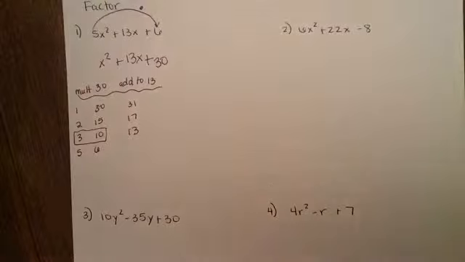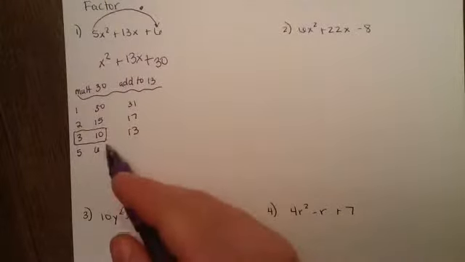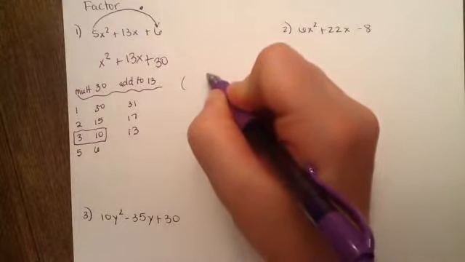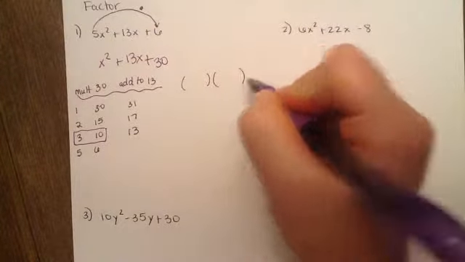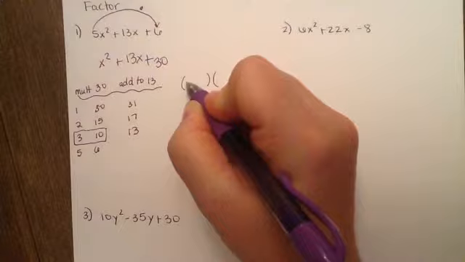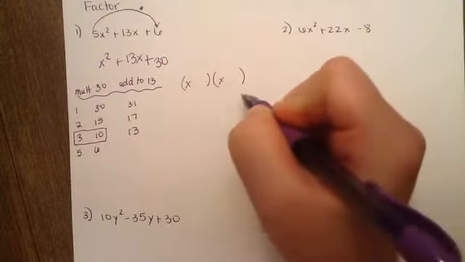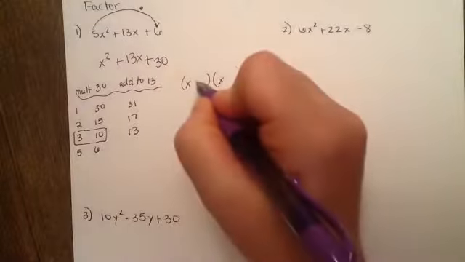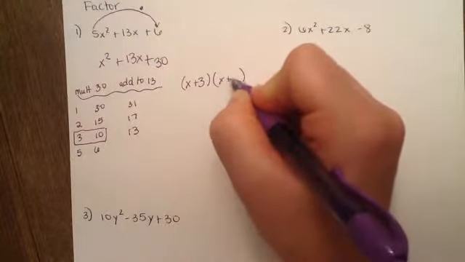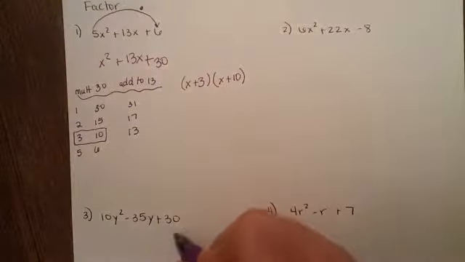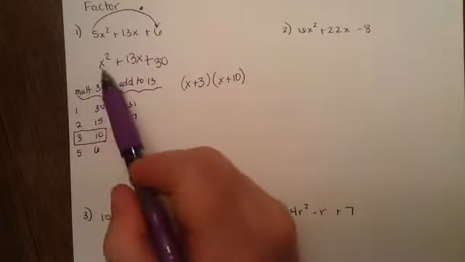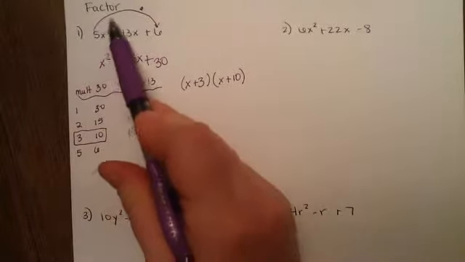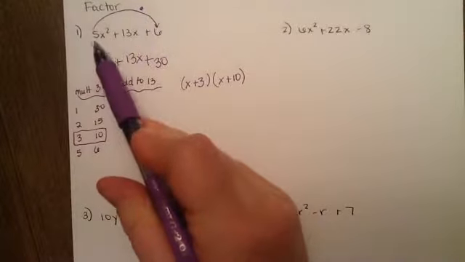Yes. 3 and 10. Now before, what did we do with 3 and 10? Put it in our parentheses. Our variable was x, so x plus 3 and x plus 10. We're very close to being done. The only thing left is we have to come back and address this times 5.